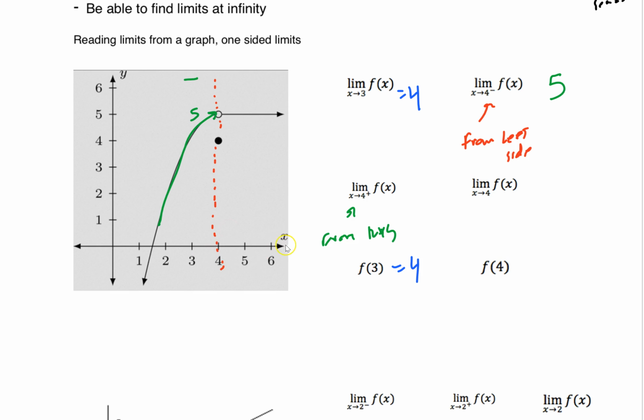So as you're coming from the right, as I get close to 4 on my x, what's my y doing? Well, it's a straight line going toward 5.